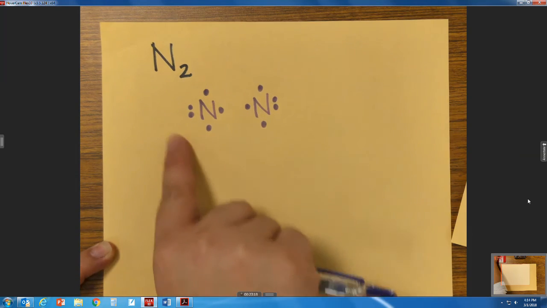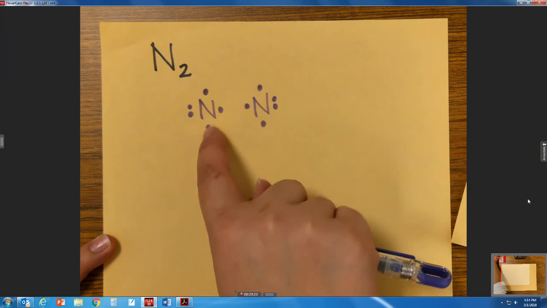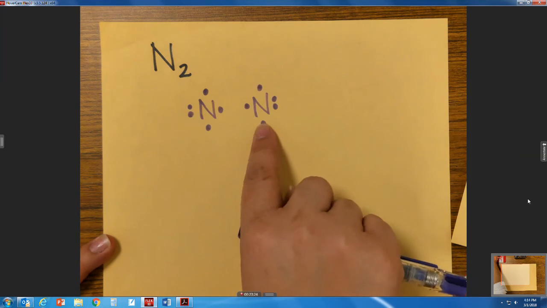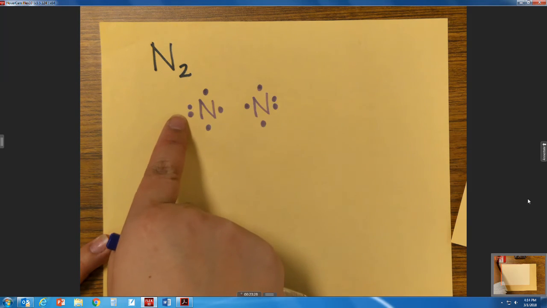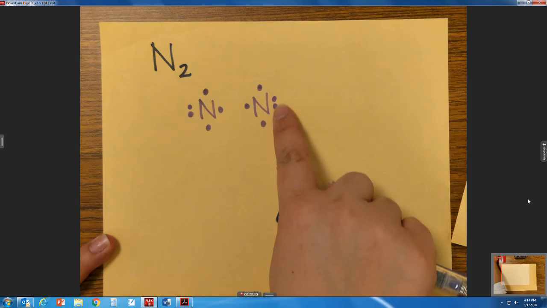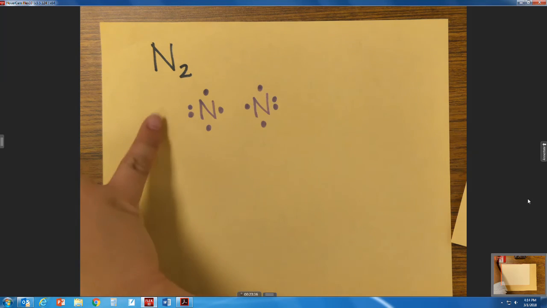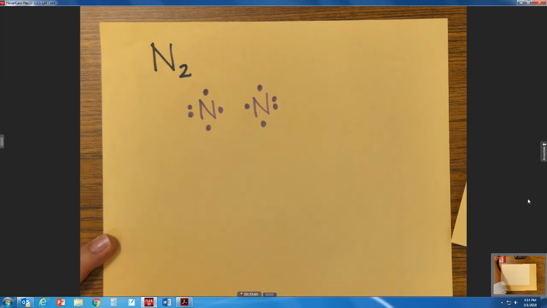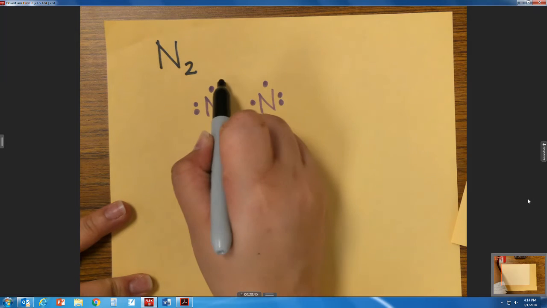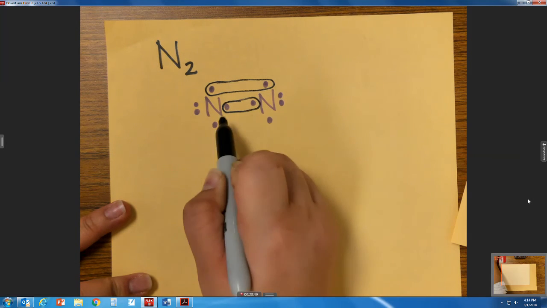Okay, but this could be an example right here. I put my single valence electrons all next to each other because I already know that my lone pairs aren't going to be shared at all. So that's why I put them on the outsides. And then on the insides, I put my single electrons because I know when it's time to connect them, all I have to do is just circle them because they're right next to each other.